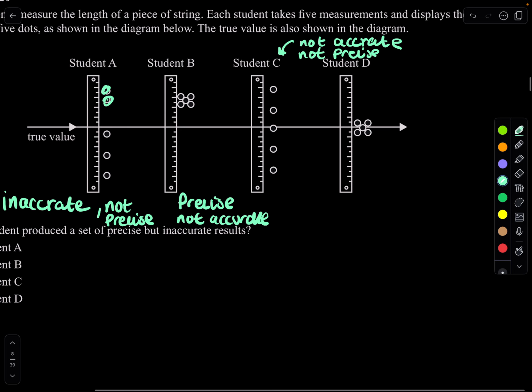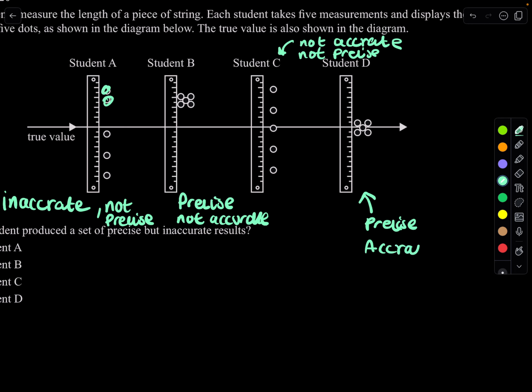What about student D? Student D is actually precise. The range is very small, so the values are very closely related to each other, and it's also accurate because, as you can see, those values are all on that true value. So the one that gives us precise and not accurate is B.